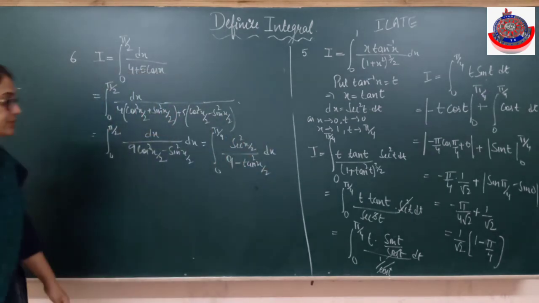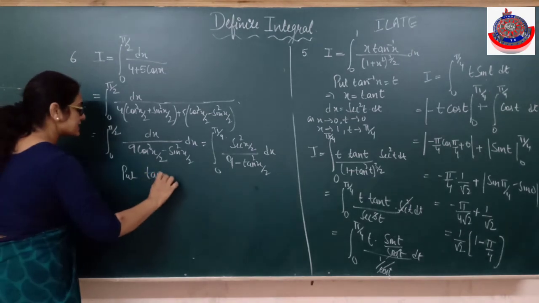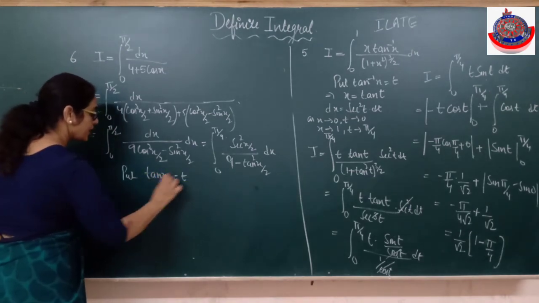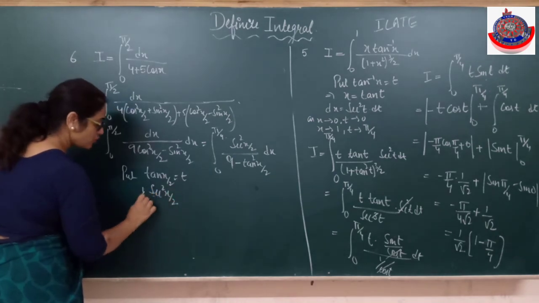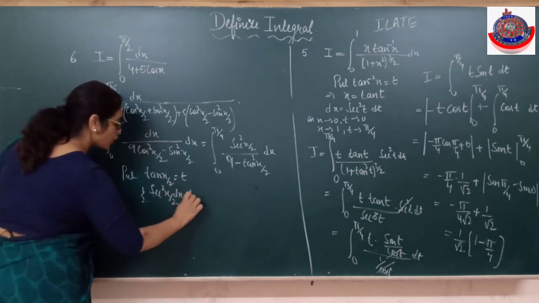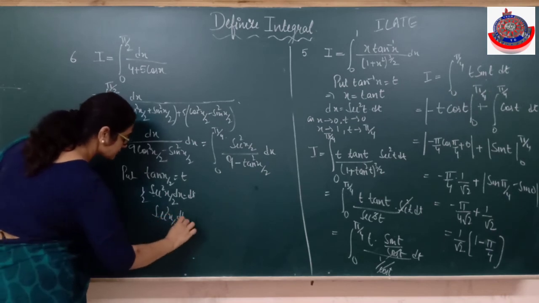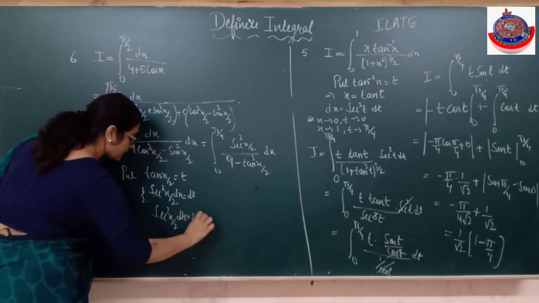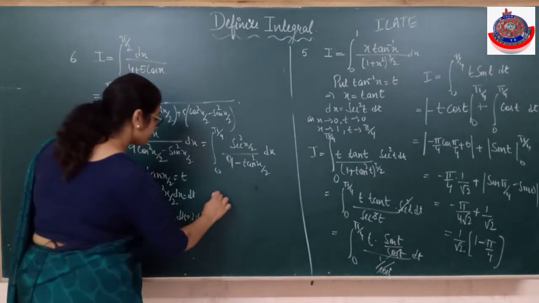What was the next step? Put tan x by 2 as t. It becomes secant square x by 2, 1 by 2 dx equals dt. This 2 we always used to take that side. Clear? Now the limit will also change.